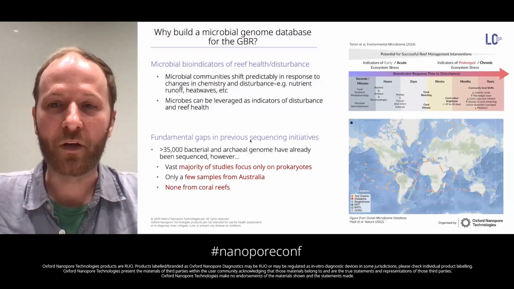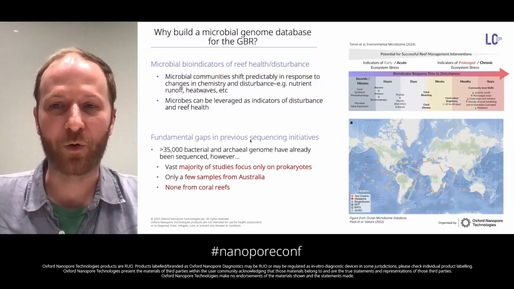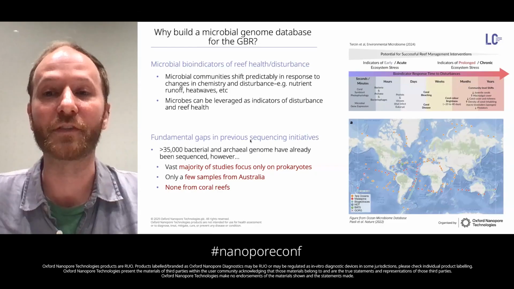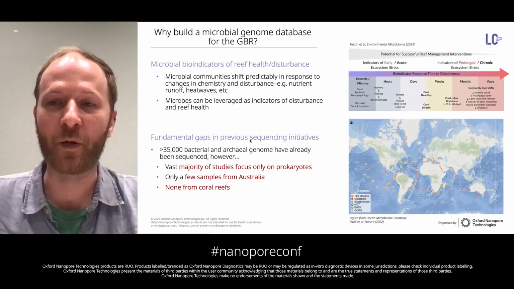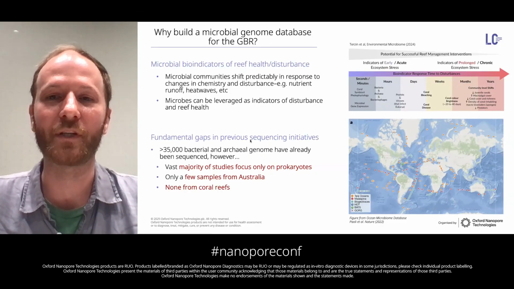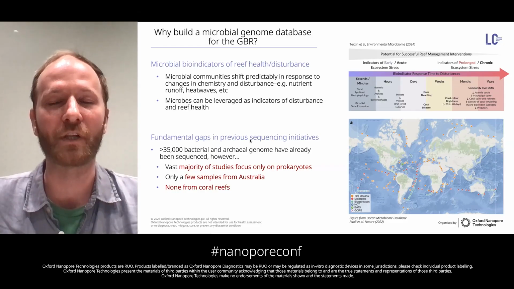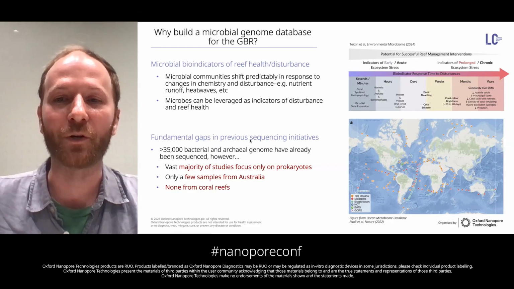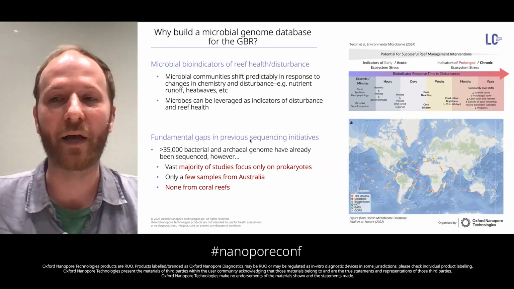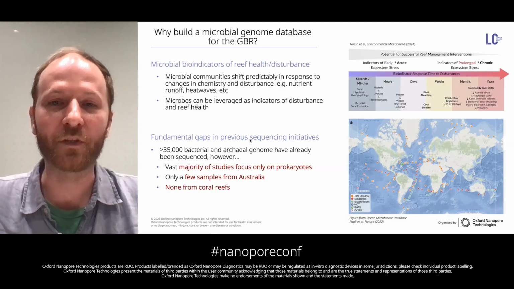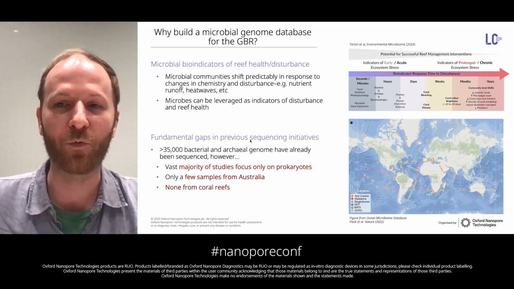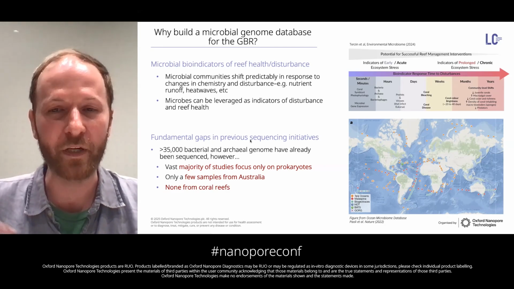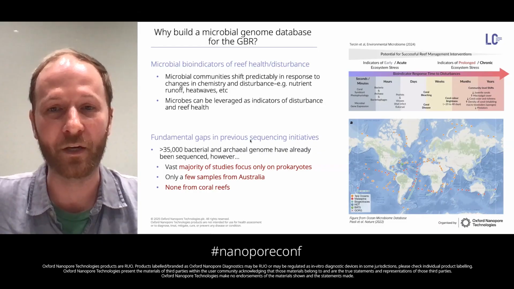So why do we want to create a database of reef microorganisms? Firstly, because Australian marine systems are quite understudied. This is a graphic from the Ocean Microbiome Database, which contains about 35,000 microbial genomes from the world's oceans. As you can see, sequencing has mainly occurred around the Americas, Europe, Africa, but only a few samples could really be considered to be from Australia rather than the open ocean, and none are from coral reefs. So reefs are really understudied, as are Australian oceans.